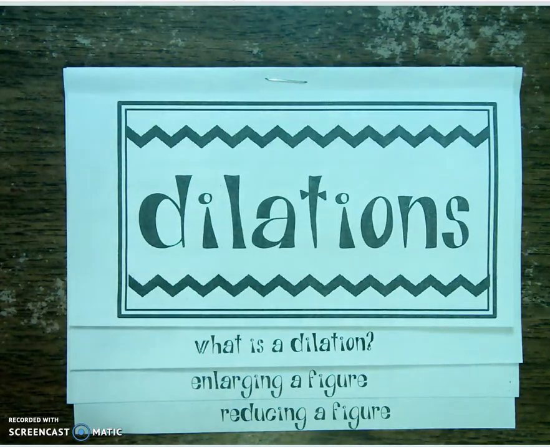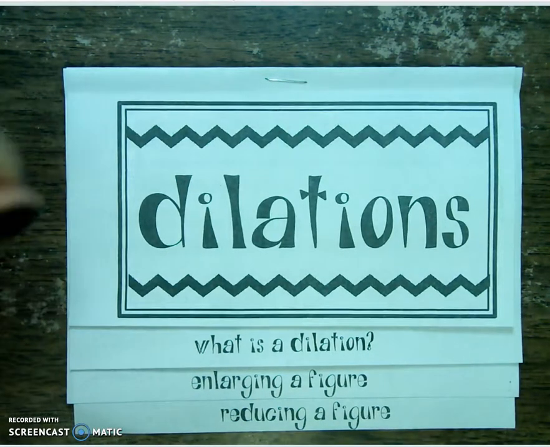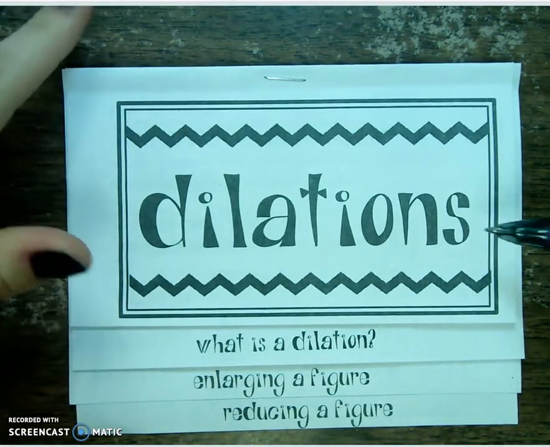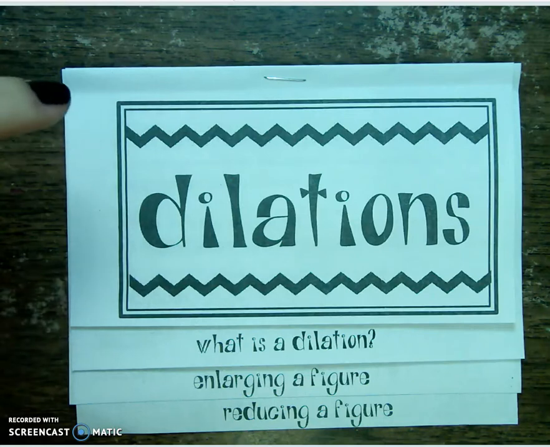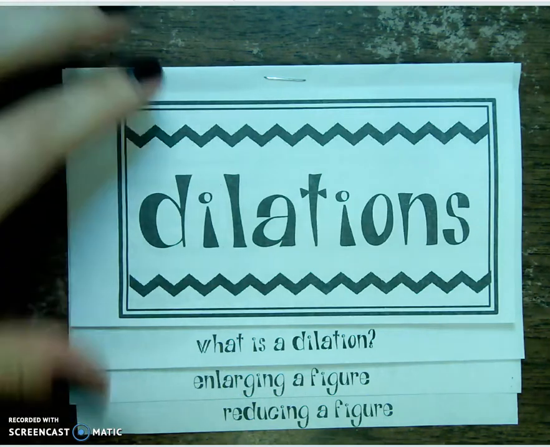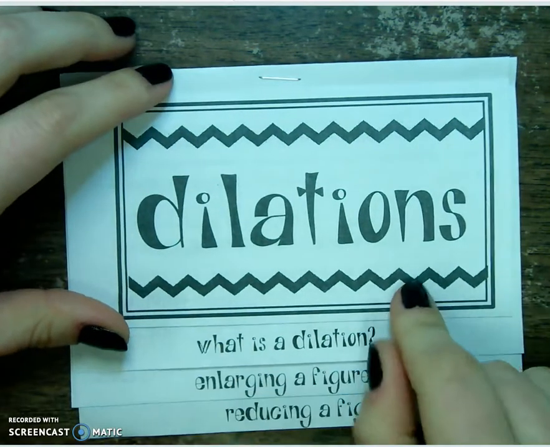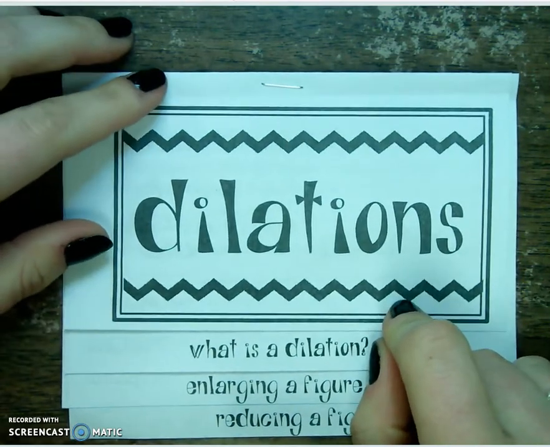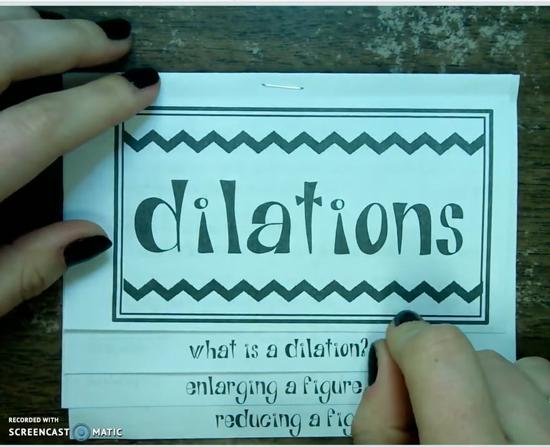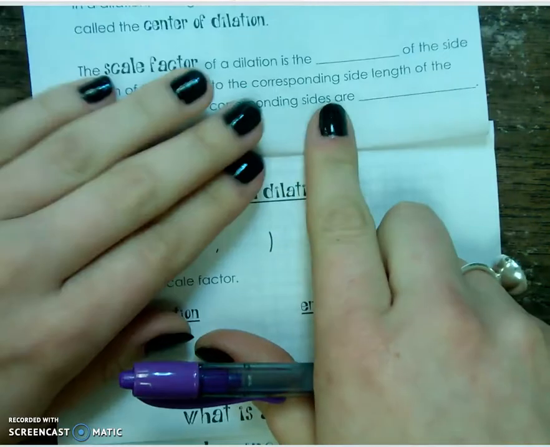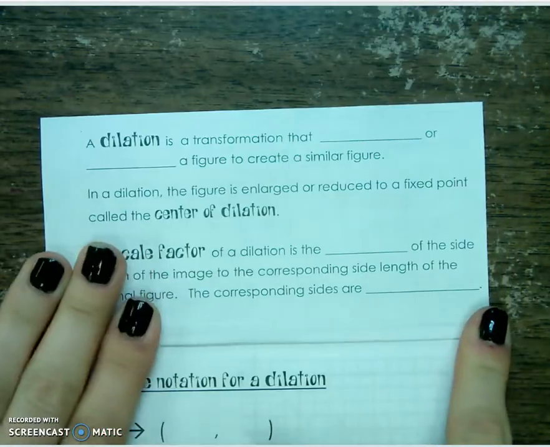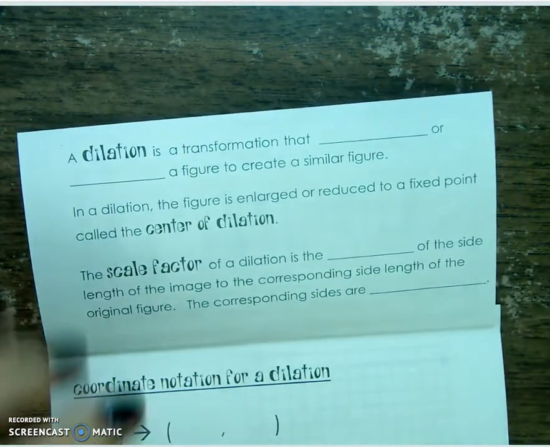This lesson is on dilations. Dilations are another type of transformation, so it's going to be, again, how something changes. When you hear the word dilation, you probably think of getting your eyes dilated at the eye doctor. That's when your eyes get really big. Okay, so let's go ahead and look at dilations.